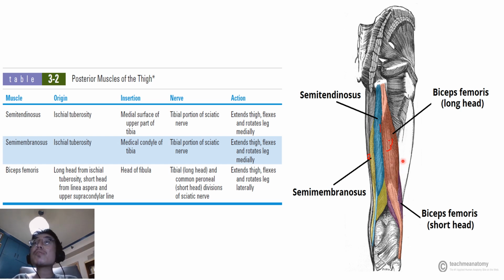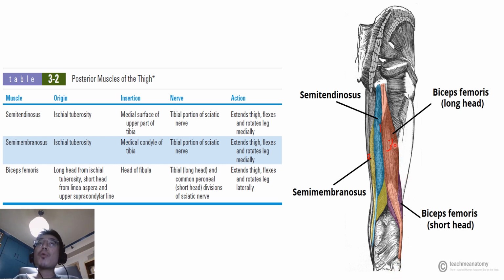Finally, the biceps femoris. Like the biceps in our arms, the biceps femoris in the posterior thigh has a long head and a short head. The long head has its origin from the ischial tuberosity, whereas the short head, which is behind and therefore not shown in this image, has its origin from the linea aspera and the upper supracondylar line. Both long head and short head of the biceps femoris insert into the head of the fibula.